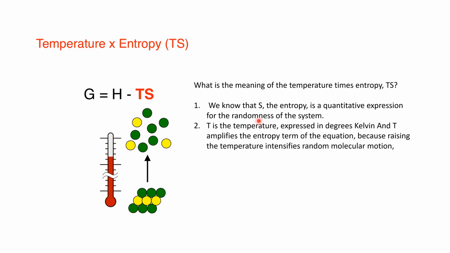So what we know is that S, the entropy, is a quantitative expression for the randomness of the system. T is the temperature expressed in degrees Kelvin, and T amplifies the entropy term of the equation, because raising the temperature intensifies the random molecular motion.